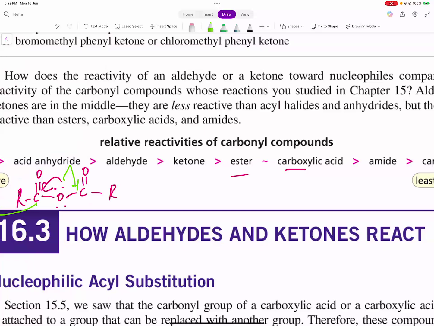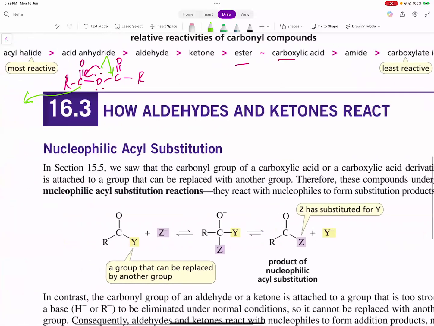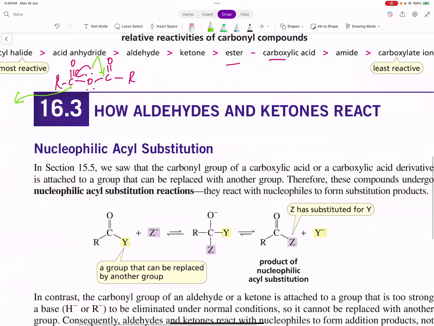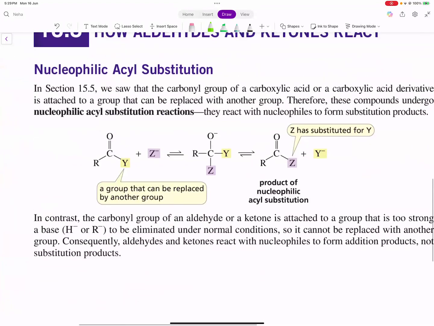See how aldehydes and ketones react. They react like this: nucleophilic addition.